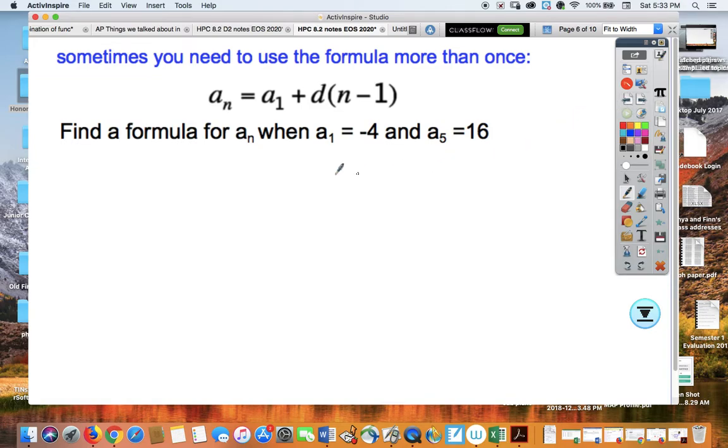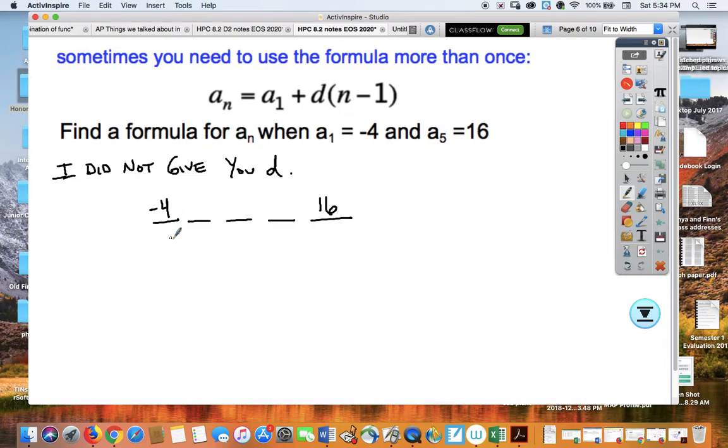This problem, we're going to find a formula. And I'm giving you the first term, which is great. But I'm giving you the 5th term. I did not give you the common difference. So that is what you need to figure out. So here's the scenario. The first term is a -4. I don't know the second term or the third term or the 4th term, but I do know the 5th term is a 16. That's what I got so far.